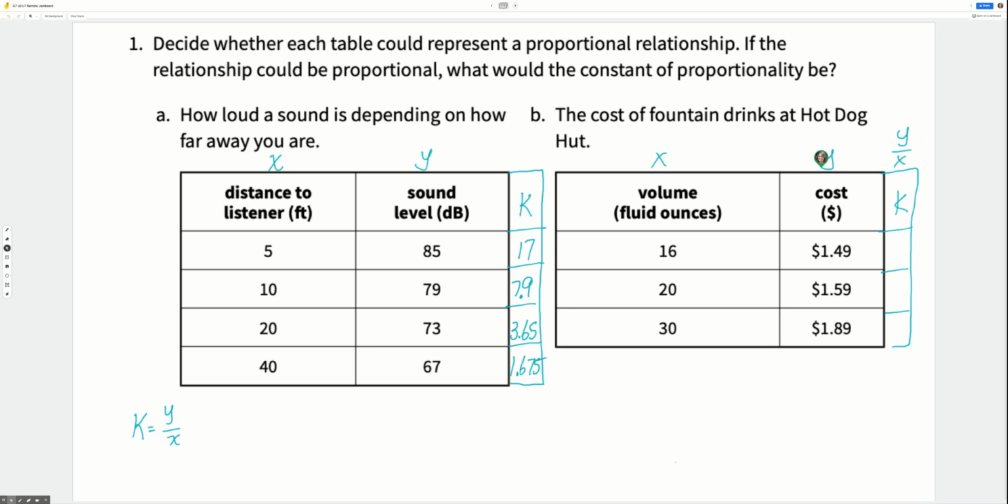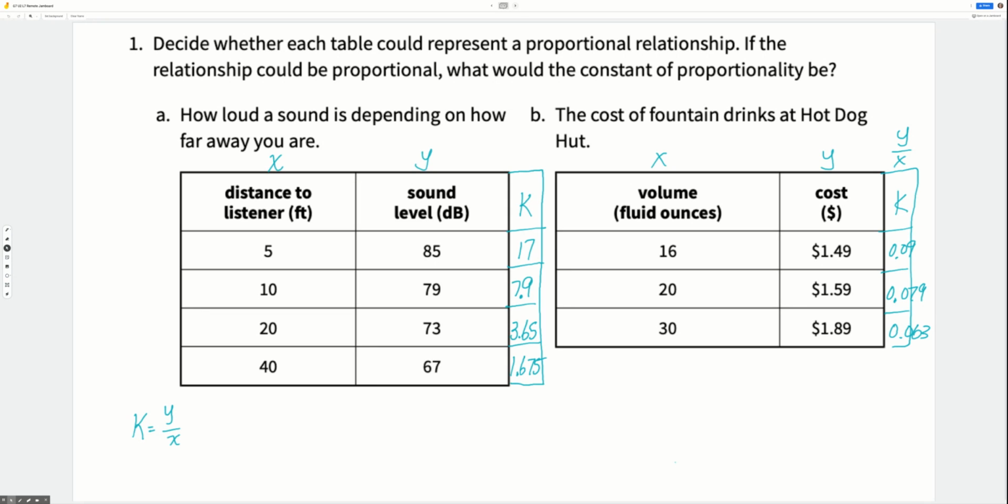So let's try it. $1.49 divided by 16 is 0.09, extending a little bit. Let's try again. $1.59 divided by 20 is 0.079. $1.89 divided by 30 is 0.063. Well, what do you notice about these two relationships?